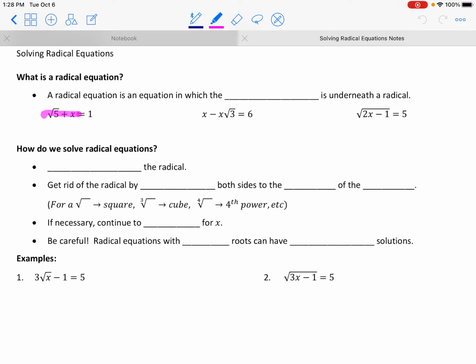For instance, is this an example of a radical equation? Is radical 5 plus x equals 1, is that a radical equation? How about this one? X minus x radical 3 equals 6. And how about this one? Radical 2x minus 1 equals 5. Well, of those three, only one is technically a radical equation. In order for our equation to be considered a radical equation, the variable has to be underneath the radical. So it's an equation in which the variable is underneath the radical.